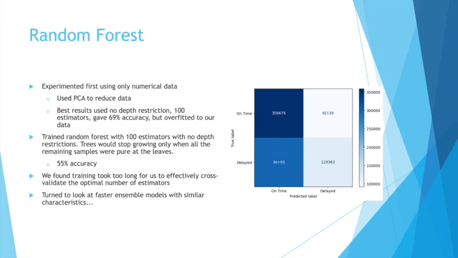We found that training took too long for us to effectively cross-validate the optimal number of estimators, as one run could take almost half a day. So we turned to other faster ensemble models with similar characteristics.